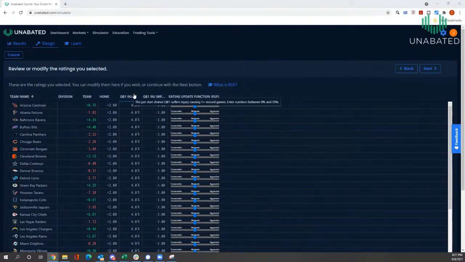Okay, so the next column here is quarterback injury percentage, and this is the per start chance that the starting quarterback suffers an injury causing at least one missed game, and we have you enter it in percentage for each game. And this is a tricky one. This is one that can kind of throw people off. Any guidance you want to give on this one, Rufus?